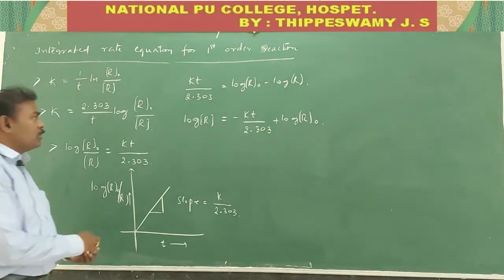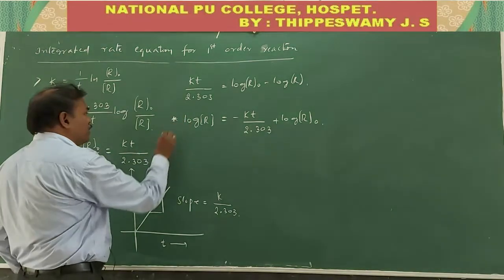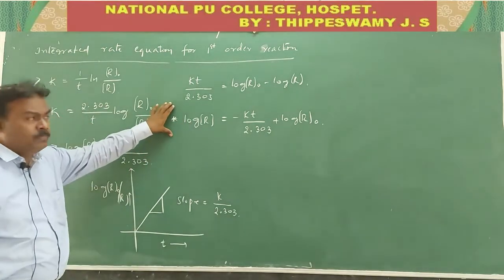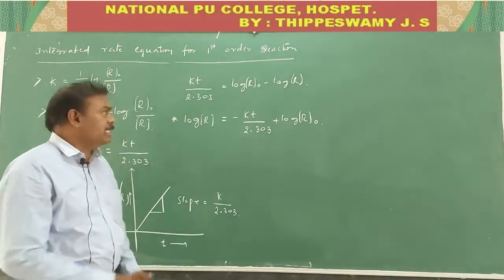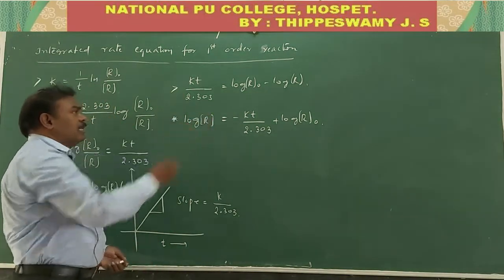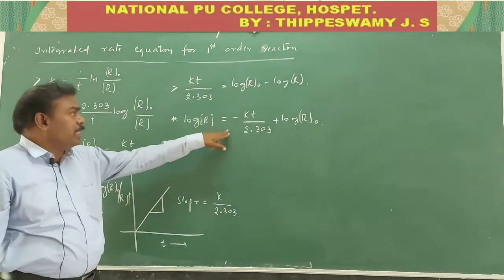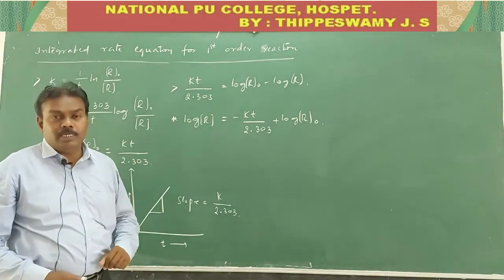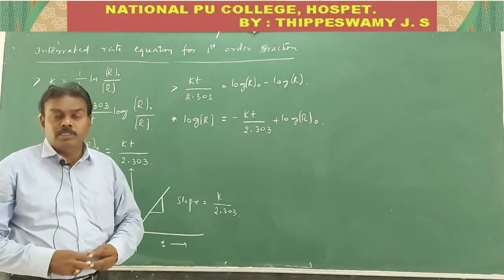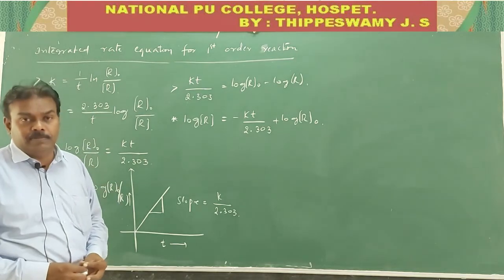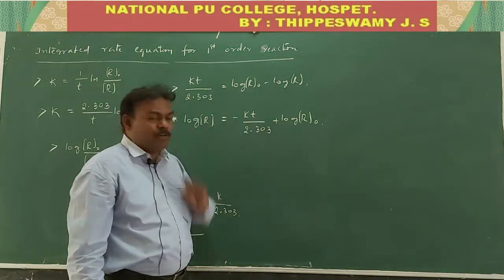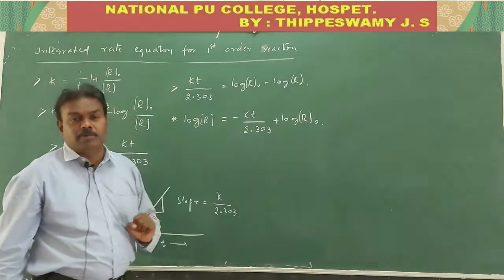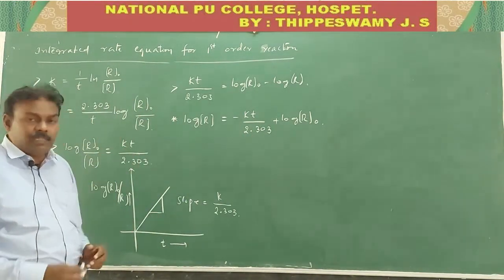And the first order reaction can be written in this manner also. You know that kt/2.303 = log R0 minus log R. Or this equation can be written as log R = -kt/2.303 + log R0. This equation is also similar to the equation of a straight line, that is, of the form y = mx + c. That is, the minus mx plus c form. We are reading the straight line from the graph.